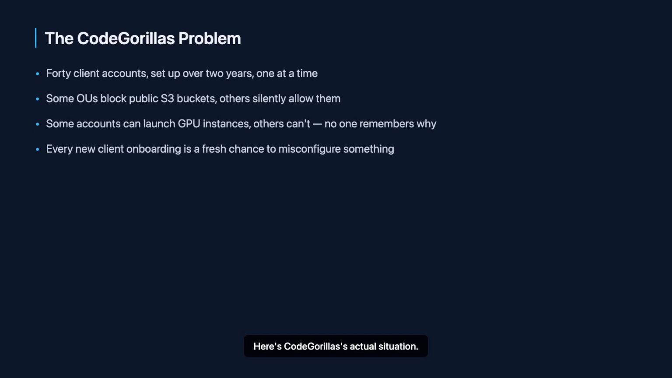Here's CodeGorillas' actual situation. 40 client accounts, spun up one at a time over 2 years, each one a slight variation of the last. Some of those block public S3 buckets, others quietly allow them. Some accounts can launch GPU instances, others can't, and nobody on the team remembers why. Every new client onboarding becomes a fresh checklist, and every checklist is a fresh chance to misconfigure something. This is the multi-account governance problem, and it's exactly what the services in this video are designed to solve.